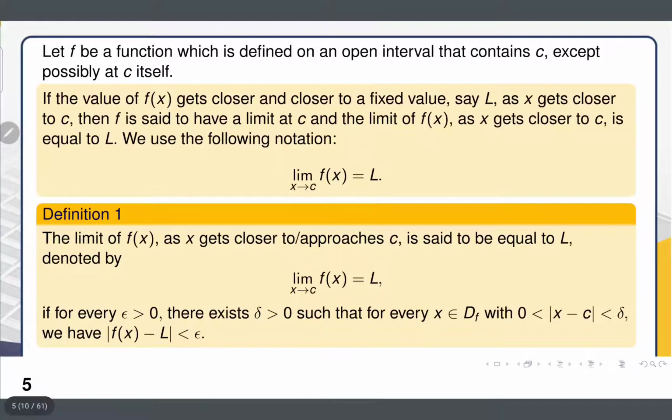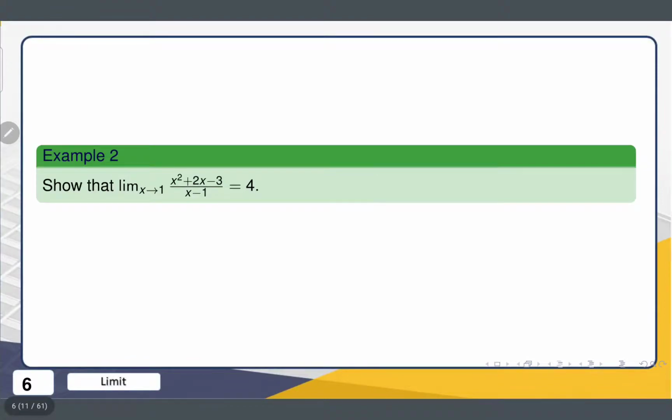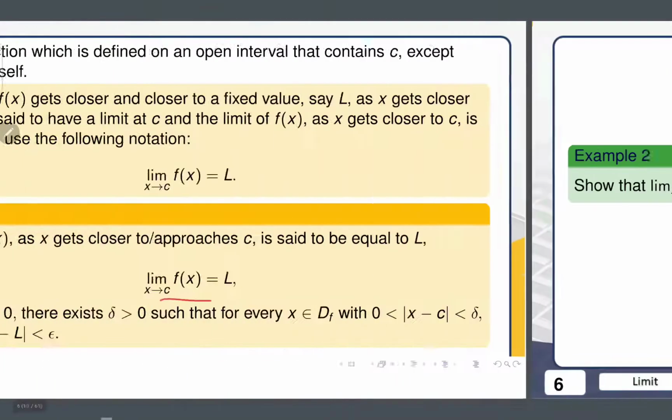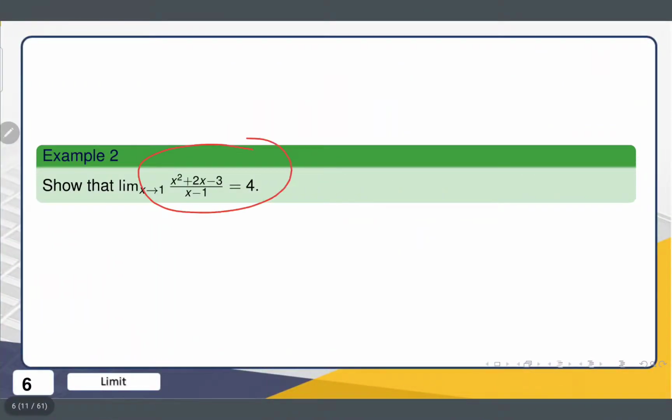And what is the formal definition? This is the formal definition of limit. For example, when we have something like this, we know before that the limit as x approaches 1 from here is equal to 1, and from here is equal to 4. So basically we can use the definition of limit, but we will not discuss how to prove it using the definition.